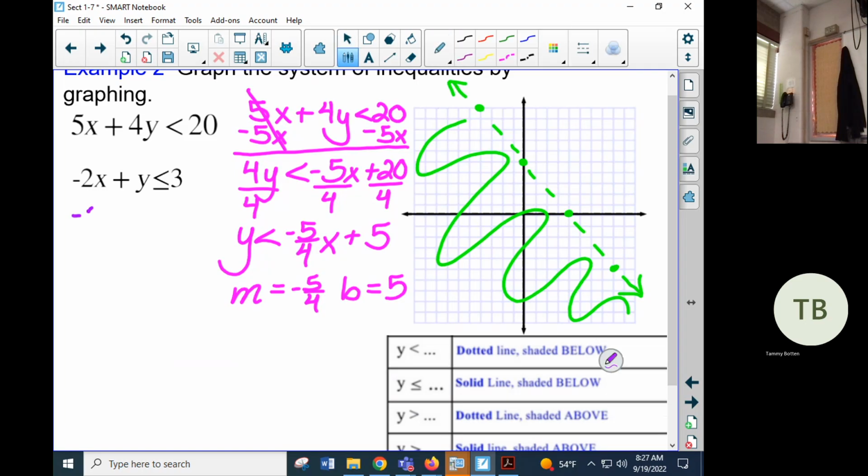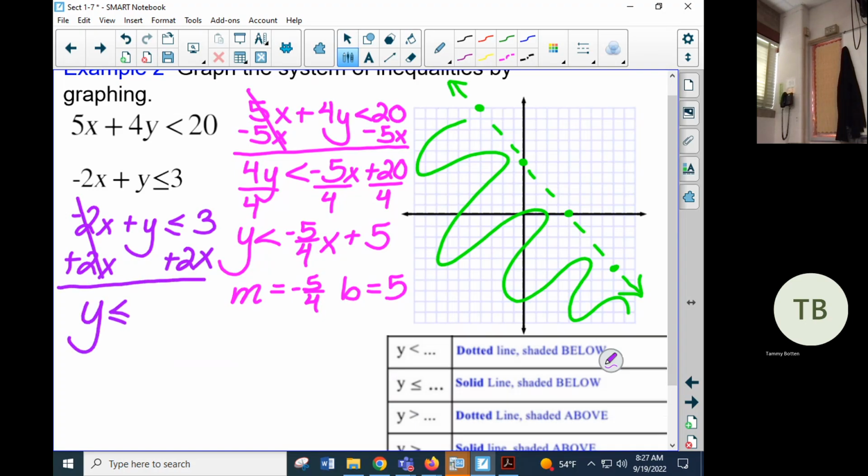So I have negative 2x plus y is less than or equal to 3. And I want to solve that for y. And I get y is less than or equal to, and then I'm going to put the x in front of the constant, because I always want my slope first. So I'm going to go 2x plus 3. What that tells me then is that my slope is 2 over 1 and my y-intercept is 3.